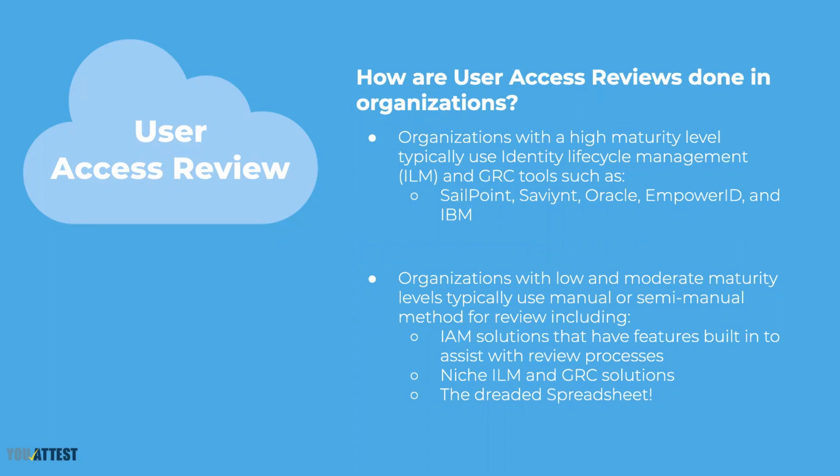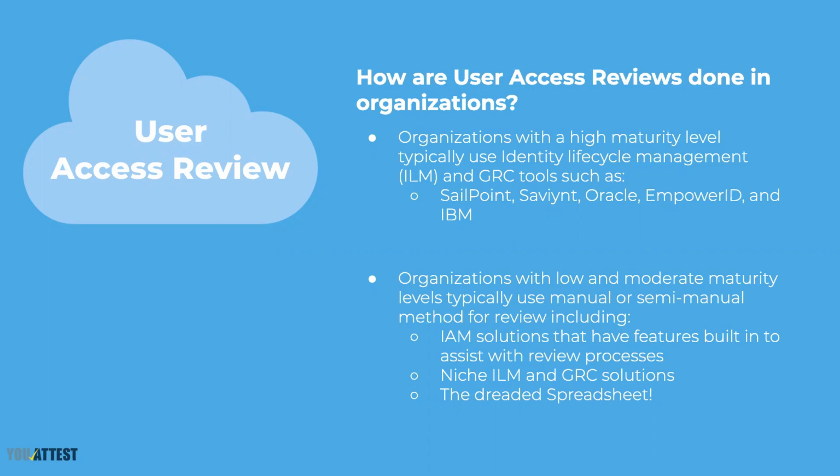Okay, so how are user access reviews done in organizations? Again, it kind of comes back to the topic of maturity level. So organizations with high maturity levels typically use identity lifecycle management and GRC tools such as SailPoint, Savient, Oracle, EmpowerID, IBM. There's dozens of them out there. The one thing that they all have in common is generally they're all pretty expensive. Large organizations as well as small, again, if they have a high maturity level, these are the types of tools that they might be implementing.